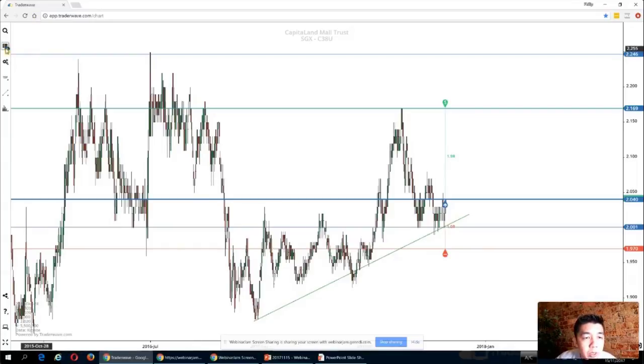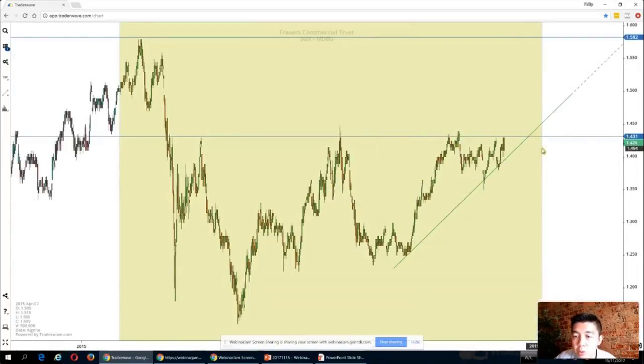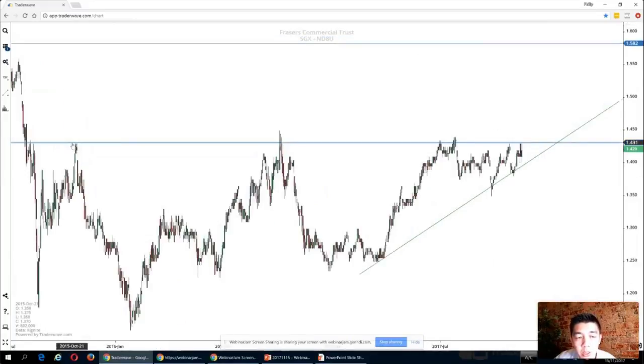So the next example we could potentially look at is Frasers Commercial Trust. In this case, I've already drawn some lines over here. If we take a look at what has happened over the past 1 year, we would notice that historically, over the past 2 years, there has been a very strong resistance at about 143 cents region. Already for the fifth time, and it is coming to the sixth time, it failed to clear the 143 key resistance.